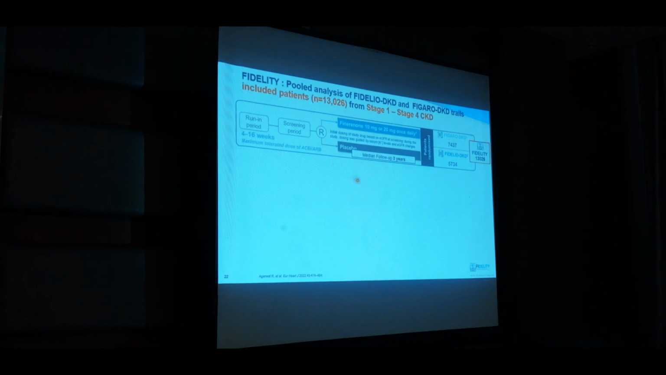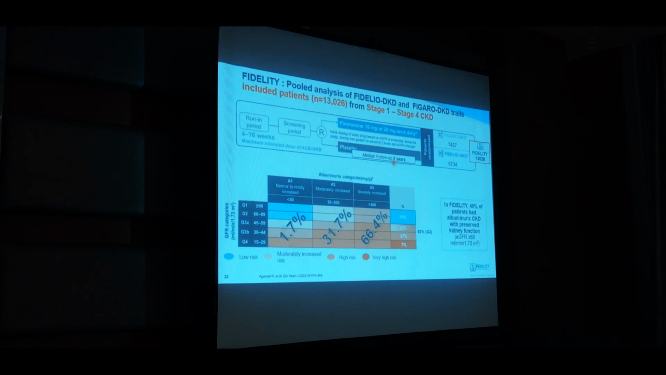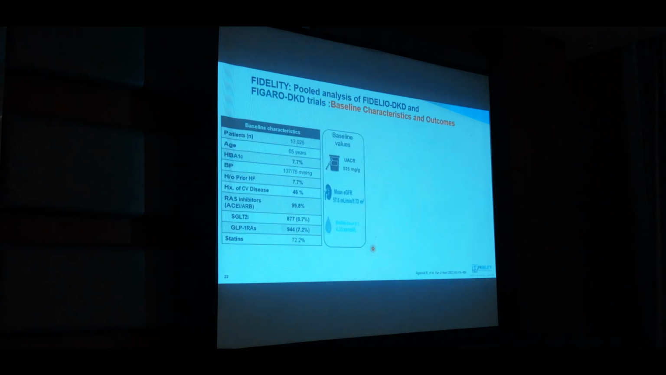This was a trial where finerenone 10 mg or 20 mg once daily was given. The recommendation on how to start will be covered by Sankar. It was compared with placebo, and median follow-up was 3 years. Major patients were those who had macroalbuminuria. You can see the baseline characteristics. Most had a UACR of 515 and an eGFR of 50, a well-preserved eGFR.